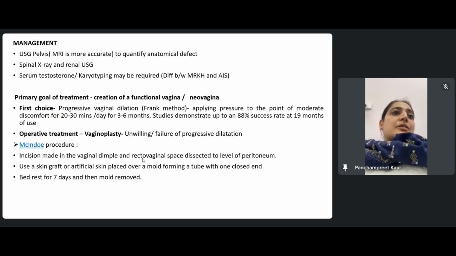Serum testosterone and karyotyping may be required to differentiate between MRKH and AIS, androgen insensitivity, because in androgen insensitivity the testosterone levels will be high. The primary goal of treatment is the creation of a functional vagina or a neovagina. The age-old Frank method of vaginal dilatation can be adopted. There are different techniques: vaginoplasty, McIndoe's procedure.